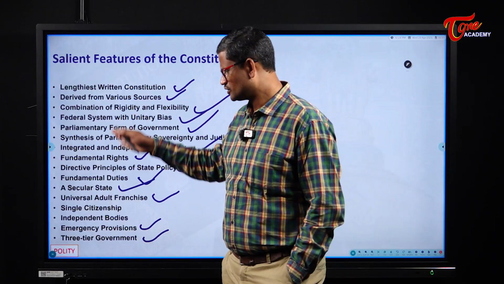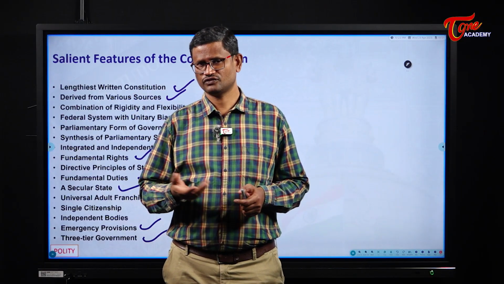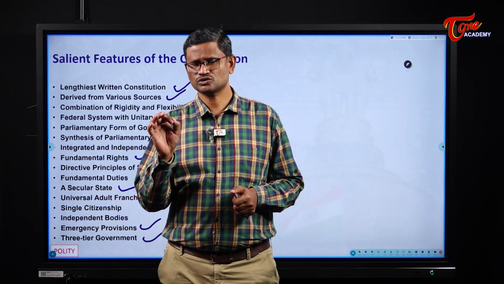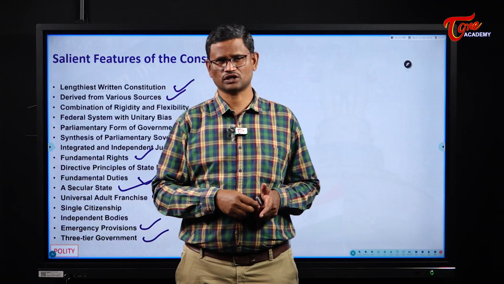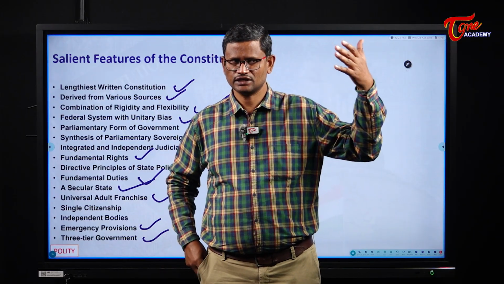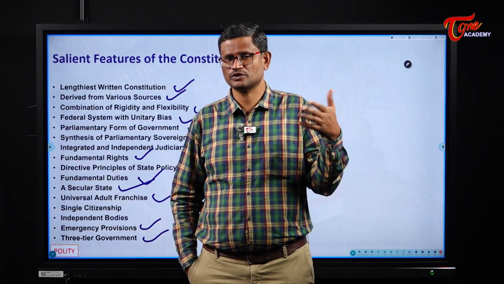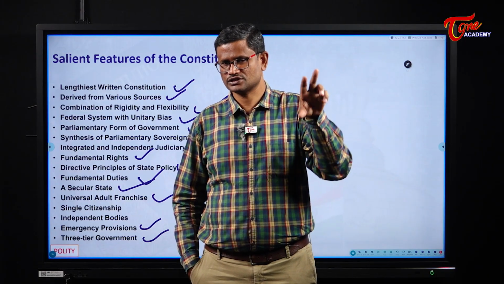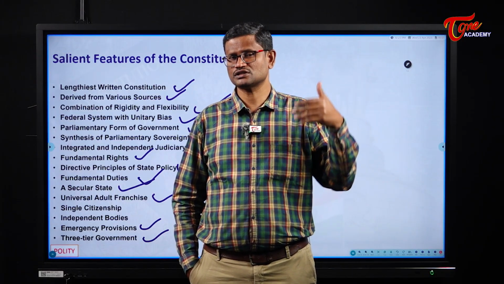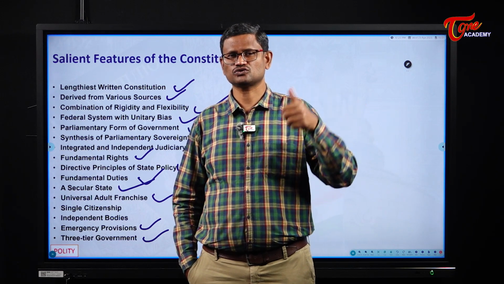In addition to what is laid down in this table, there are other salient features of the Indian Constitution. For example, the Indian Constitution is an example of cooperative federalism. What do you mean by cooperative federalism? In India, the center and the states cooperate with each other. And there is mutual interdependence between the national and regional governments. The central government is dependent on states, and states are dependent on the central government. This is what is called mutual interdependence. So India is a very good example of cooperative federalism.